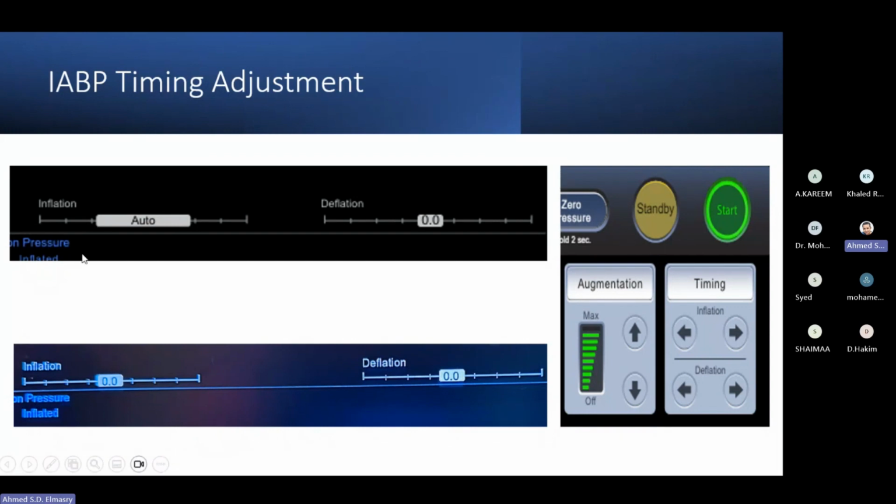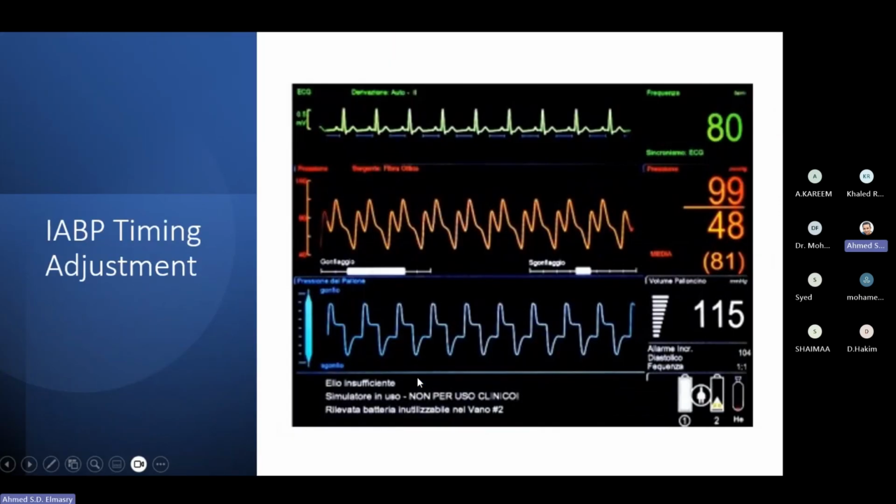As you see here, this is the inflation and deflation timing in auto mode. Here in the auto mode, the inflation timing is not accessible by the operator, but the deflation timing is accessible by the operator. Once you switch from the auto mode to the semi-auto mode, the operator will have access to adjust the timing for the inflation and the deflation. So we will have this troubleshooting for the time adjustment.